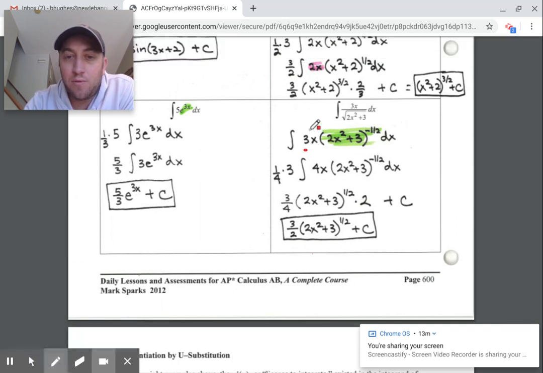So I'm going to take the 3, move it out front, put a 4 in its place, which means I need to add 1/4 out front. Now from here, I'm going to take the antiderivative of the inside. So I'm really just looking at this part of it.